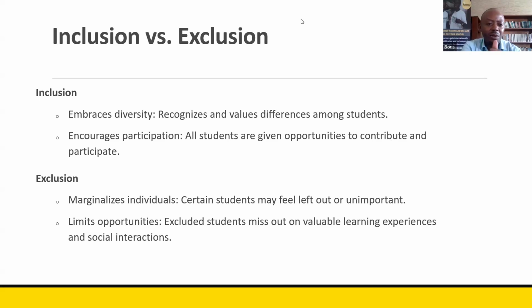And when we look at the word exclusion, it's when a student is marginalized. I think some of us may have some experience of being excluded in certain lessons, being marginalized. Certain students may feel left out or unimportant. And all of this happens by the way the teachers approach the learners in the classroom.